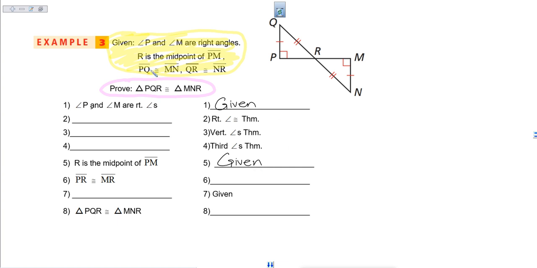Then we need to find segment PQ is congruent to segment MN. We don't have that. We need segment QR is congruent to NR. We don't have that. But over here on the right, we have something that says given. So we're going to put down segment PQ is congruent to segment MN. And segment QR is congruent to segment NR.